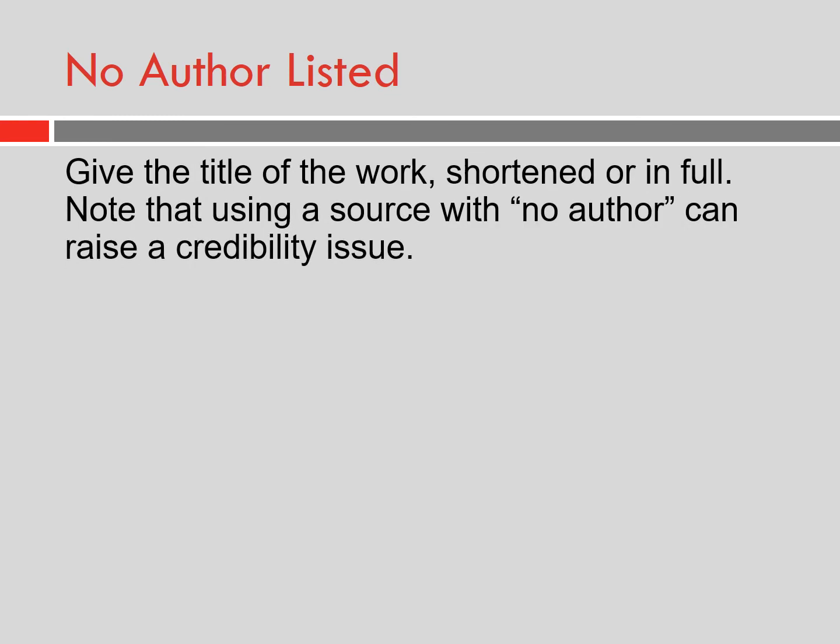If you are using a source without an author listed, then you place the title of the work, whether shortened or full, in place of the author's name. This title should have quotation marks around it with a comma coming inside of them. The publication year remains the same.